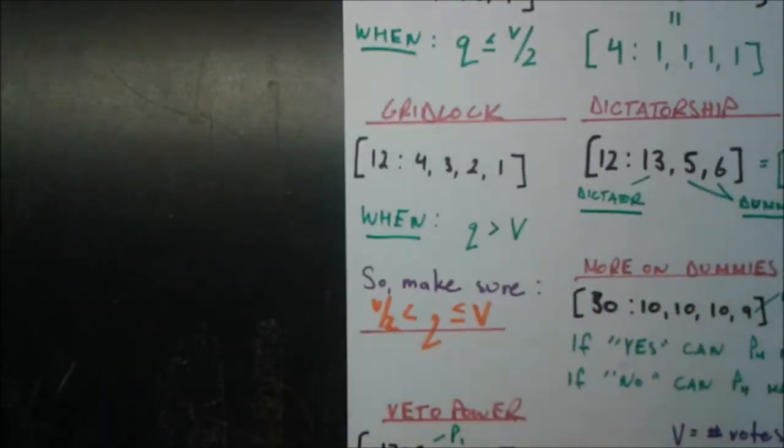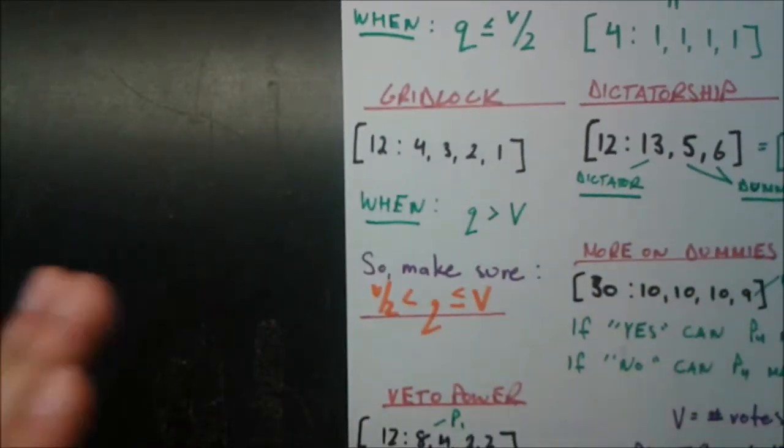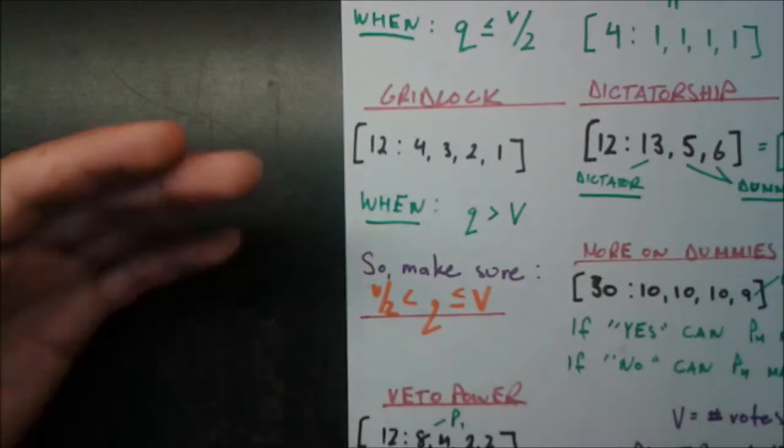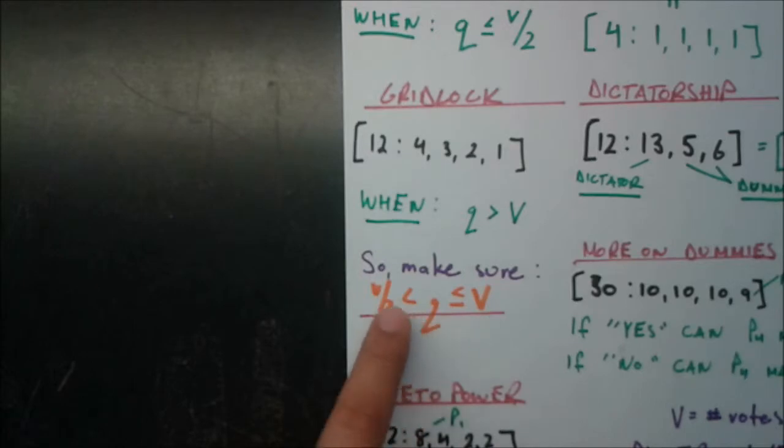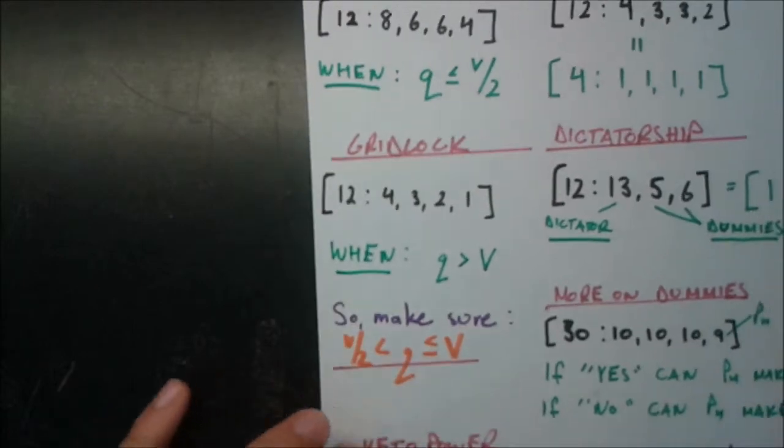So as long as Q is in this range, we'll be able to make a decision using the weighted voting system that we have. So Q should be less than or equal to the total number of votes, but greater than the total number of votes divided by 2. Okay?